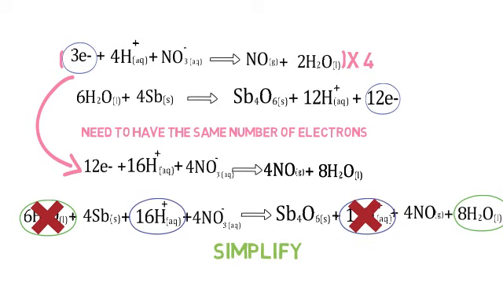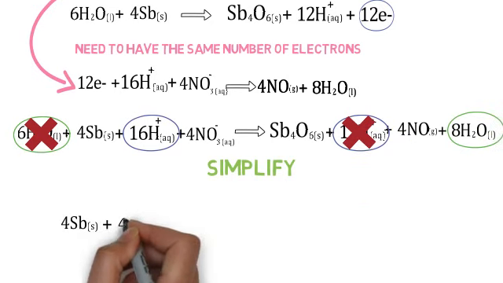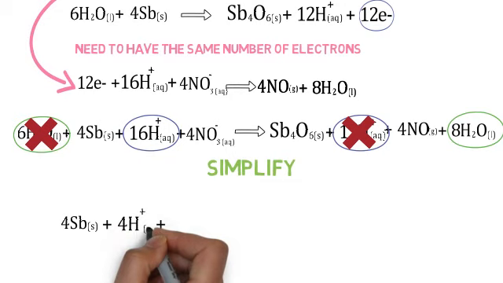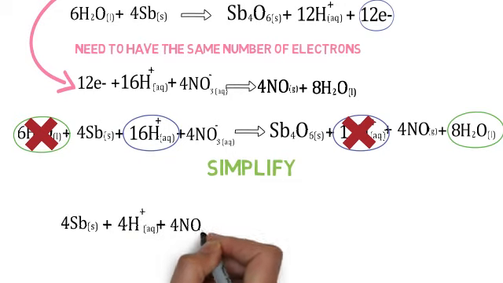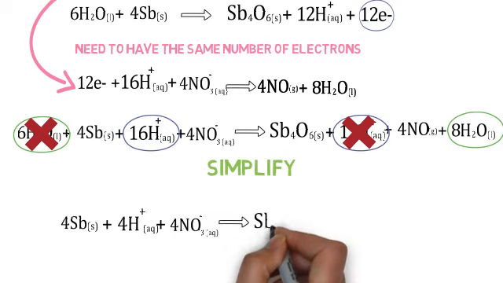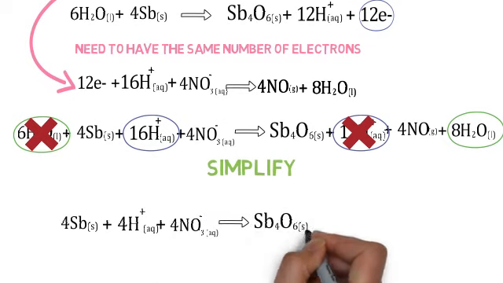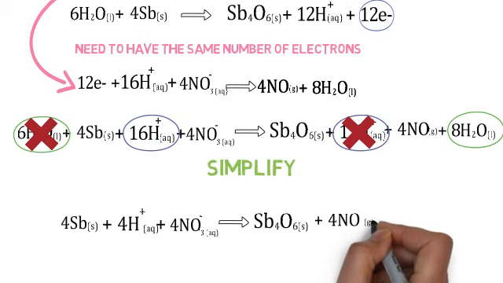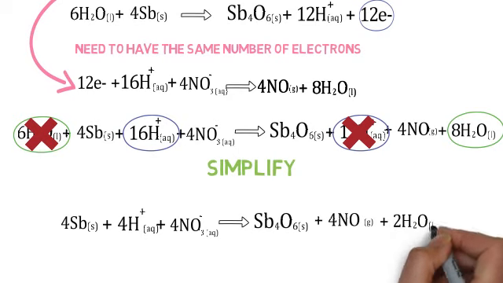We can see if we cancel out the 6 water and the 12 hydrogens, they're not used up in our reaction. So we can rewrite this equation as a net ionic equation. Those 6 waters and those 12 hydrogens were spectators. So we can rewrite this and replace the 16 hydrogens with 4 H+ and the 8 water with 2 water. And that is our final answer.